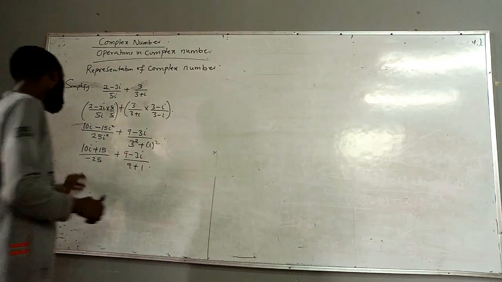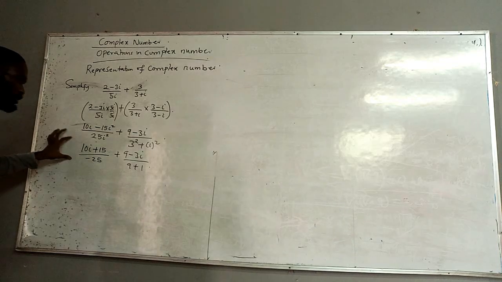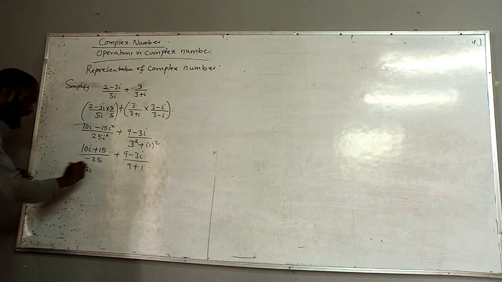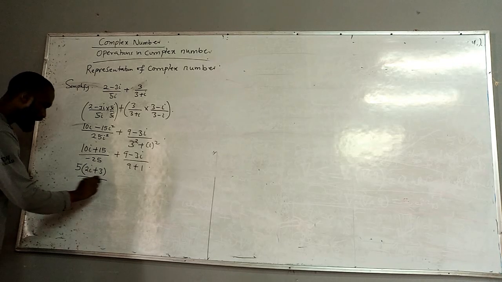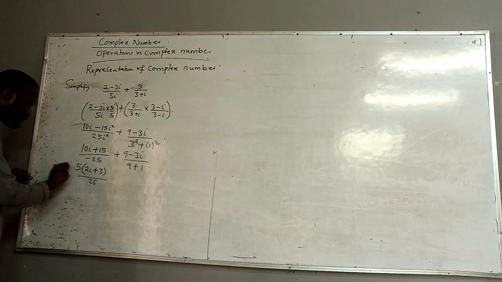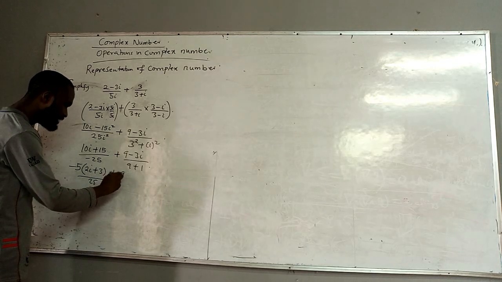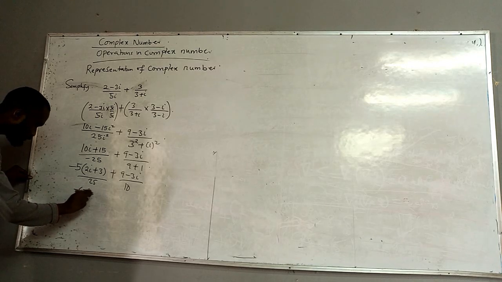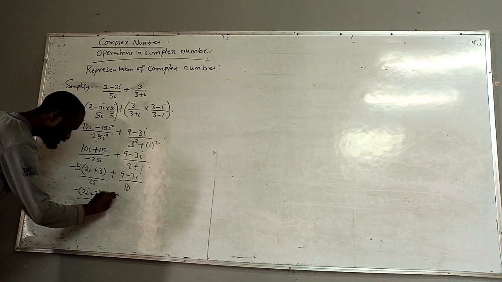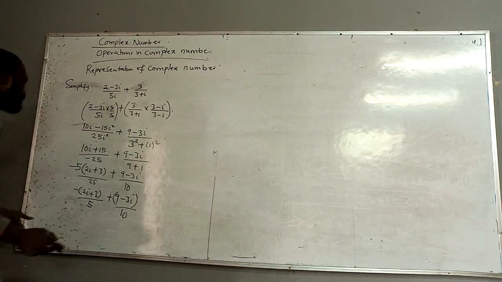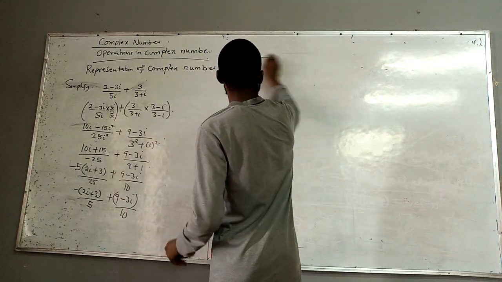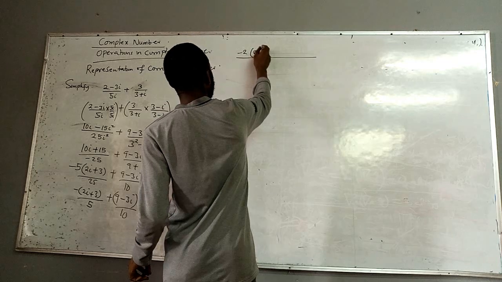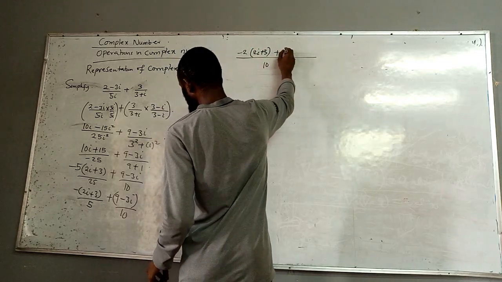Now, from here, I can take the negative. This side, I can easily factorize out 5. If I factorize out 5, I have 5 into (2i plus 3), divided by minus 25, or I can take the minus up, plus (9 minus 3i) divided by 10. At the end of the day, this will turn to minus (2i plus 3) divided by 5, plus (9 minus 3i) divided by 10. Then from here, I can easily find the LCM of the denominators and combine. The LCM is 10. 5 in 10 is 2. I have minus 2 into (2i plus 3), plus 9 minus 3i.